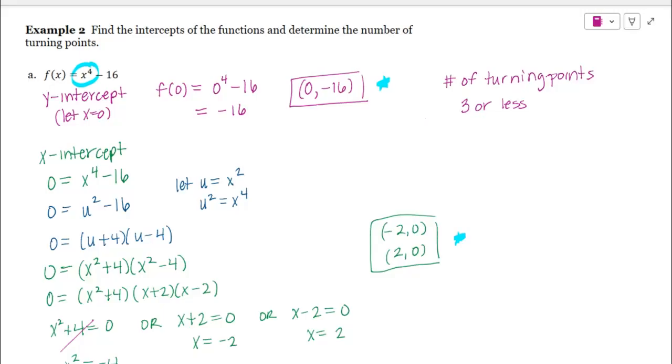We know that the end behavior of this is going to be going up on both sides because it's x to the fourth power. And so it could be that we have a graph that looks like this. And so we would have a turning point here. That would be 1, that would be 2, and that would be 3. It could be less than that.